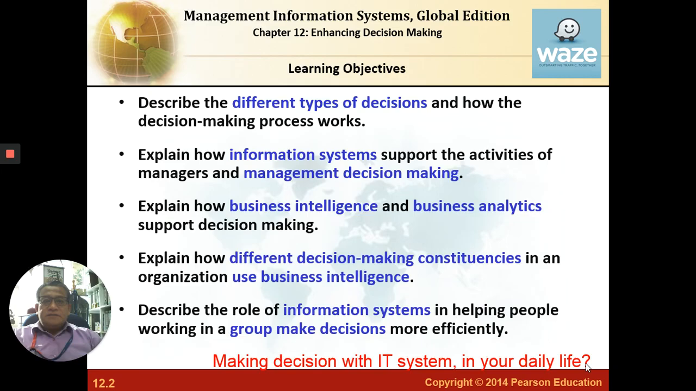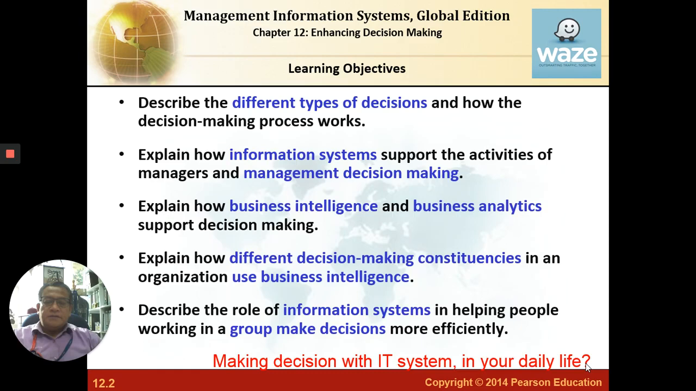In this chapter, I'm supposed to make you understand a few learning objectives, among others. I need to explain that there are different types of decision and how the decision-making process is made by us. And I'm supposed to explain how information systems could support the activity of managers in order for them to make effective decisions. Business intelligence and business analytics are part of this method of enhancing decision making, in which the second half of my lecture will be explained.